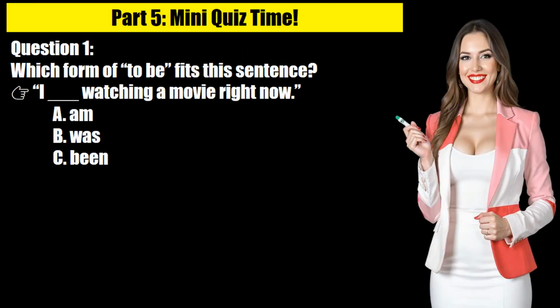Part 5. Mini quiz time. All right, let's see how well you understand this. I've got 3 quick questions for you. Ready? Question 1. Which form of to be fits this sentence? I blank watching a movie right now. A. Am. B. Was. C. Been. Think.